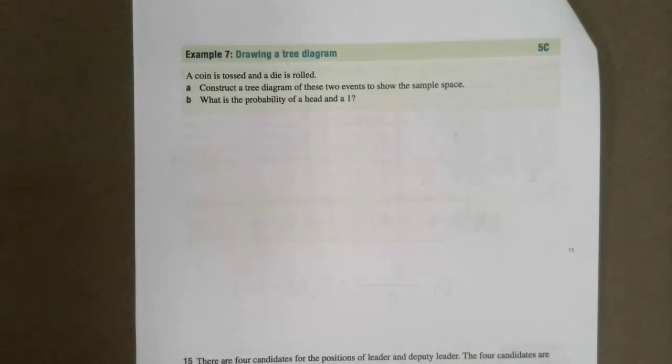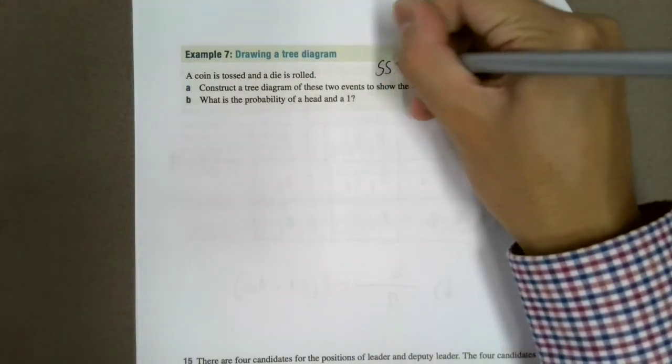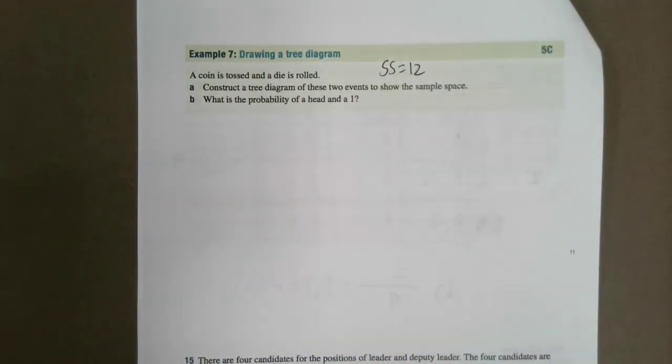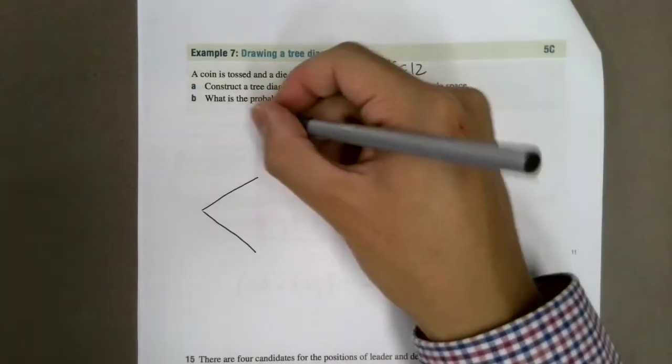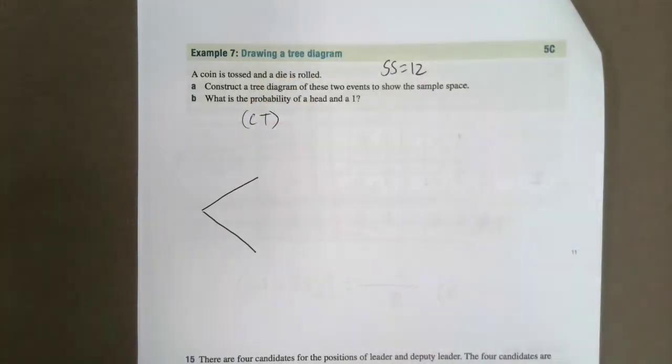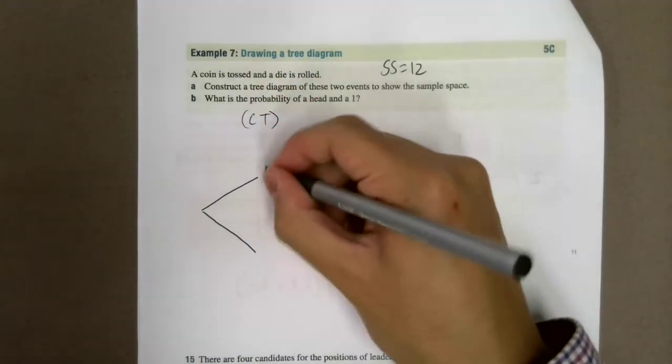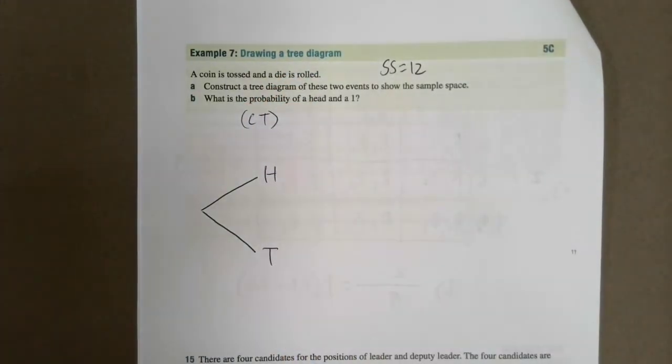Okay, so now we're going to draw a tree diagram of a coin toss and a dice roll. Now, do you remember the earlier question before? We already know the answer to this question. Our sample space has to be 12. What we're going to do is we're going to draw a tree diagram to prove that. The first thing we're going to work out is the coin toss. It could either be a heads or it could either be a tails.